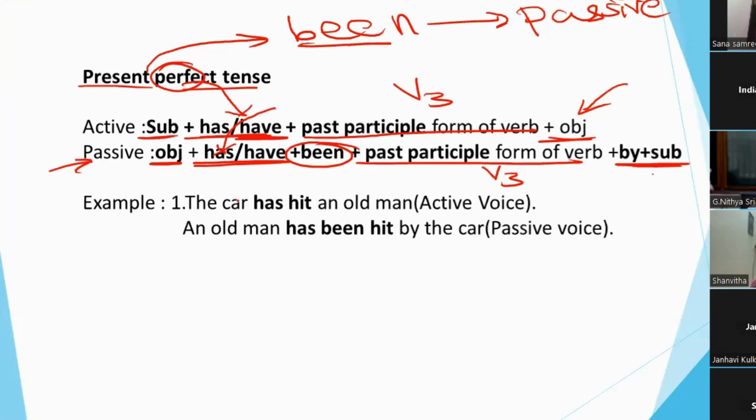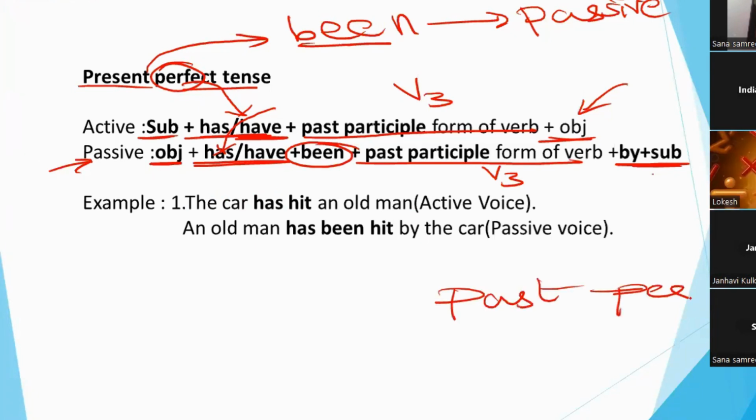In present perfect tense, has and have will never change in active. You have to use has or have depending upon your subject. But ma'am, I have a doubt. Actually, in past perfect tense, we have to use had, right? Yes, in past perfect, you have to use had. You're talking about present only, no? So in present, always use either has or have, no had. In past only, you have to use had. Clear?